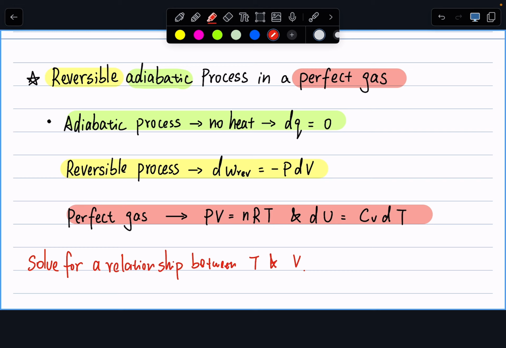Right, so that's an indefinite integral we can solve by referring back to the table. They are very straightforward integrals that you can solve. So solving this integral, we get Cv ln T, and if we're looking at two different states, 1 and 2, that's ln of T2 over T1. On the right, we have negative nR ln V2 over V1.